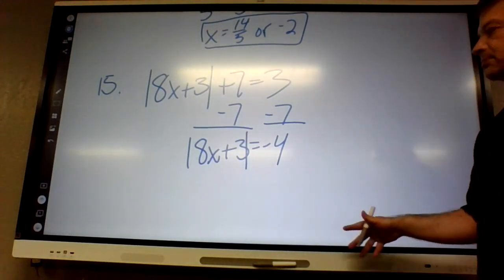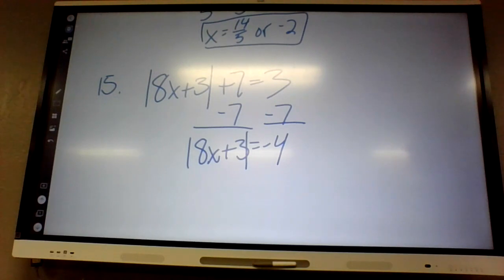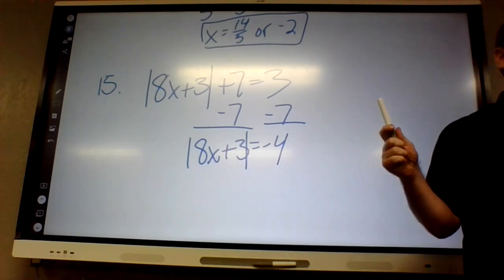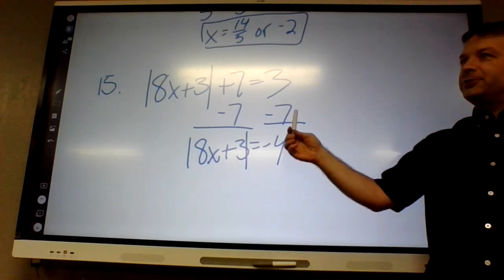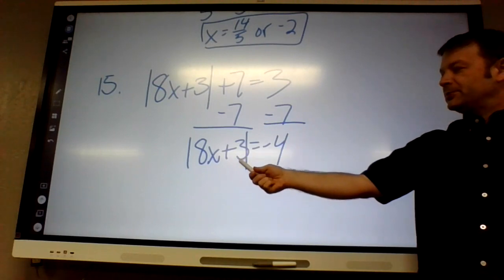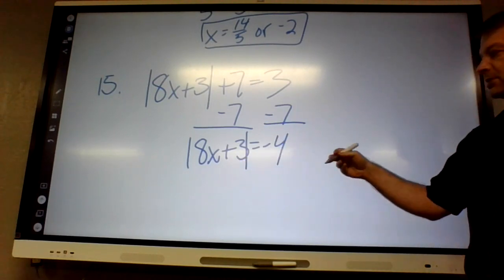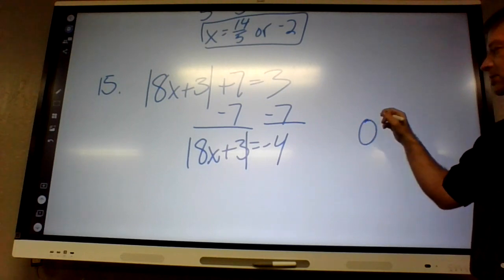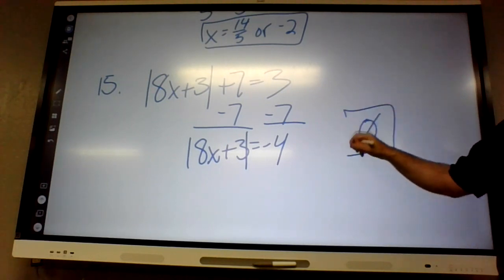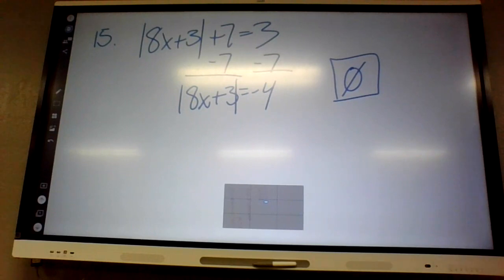Now what? Okay, then it's 8x plus 3 equals... Wait, no, it can't, never mind. It can't be, it's no solution. Okay, she caught it. Anybody else catch it? There's a problem with this one. Is it possible for an absolute value to equal a negative? No, so this one is no solution. So that was the odd no solution.